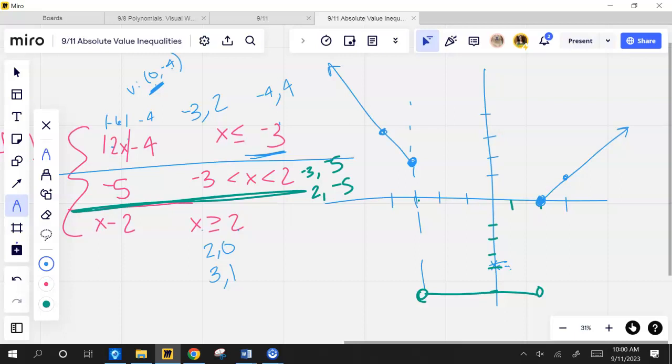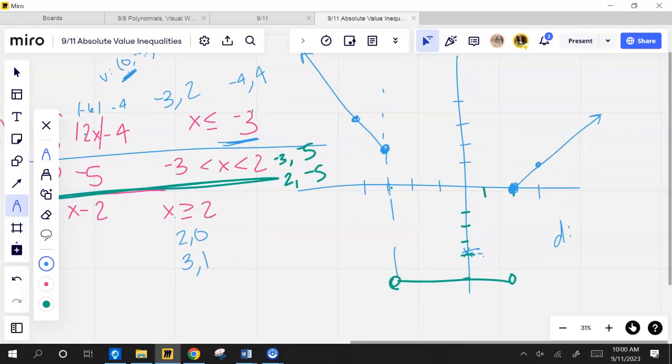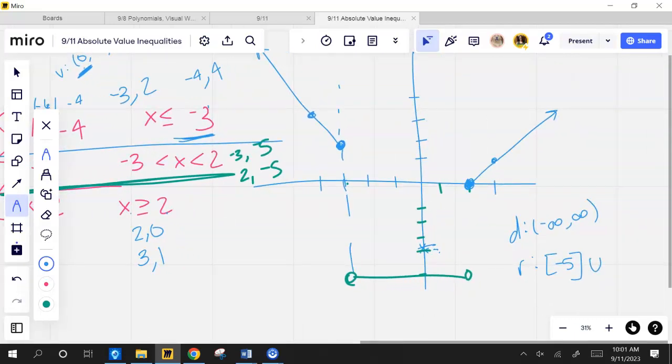How about domain? There you go. Range is a little bit tougher, right? I've got this one value at the bottom, so I'm just going to put a negative 5 here to pick up just that one value. And then from 0 to infinity. Nope, they won't connect.